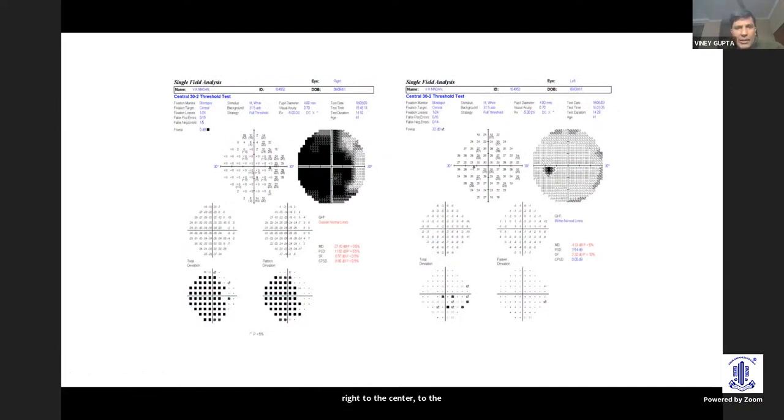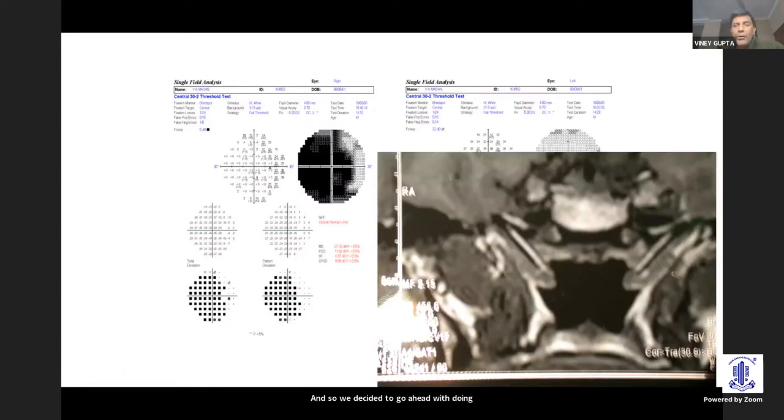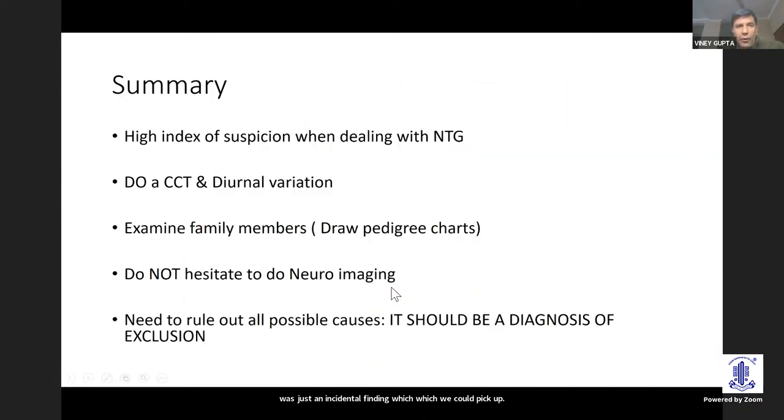We could not really explain why he was progressing despite the fact that his intraocular pressure was absolutely normal. And so we decided to go ahead with doing a neuroimaging, and we found that there was a pituitary adenoma which was actually causing this. So this was just an incidental finding which we could pick up only because we had done a neuroimaging.